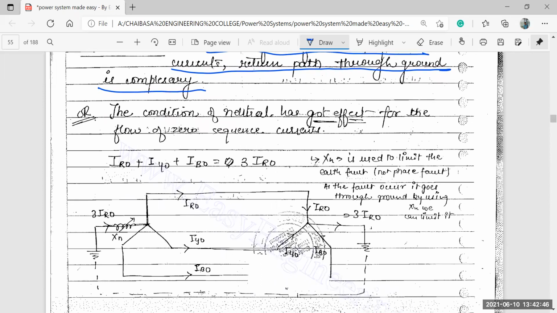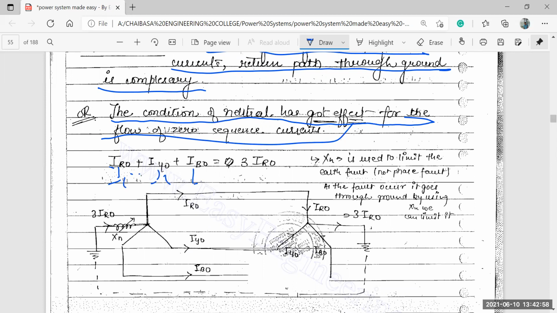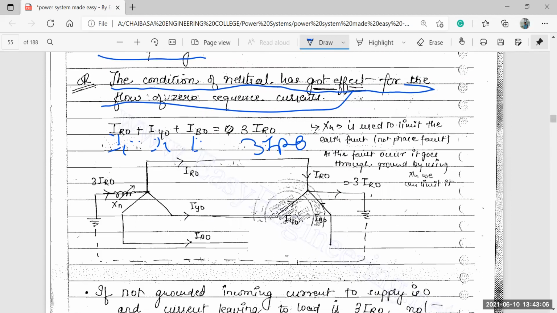This means the condition of the neutral has an effect on the flow of zero sequence current. Now, if we take all the zero sequence currents as IR0, IY0 and IB0, that will be equal to 3IR0. Now, if Xn is used to limit the earth fault, as the fault occurs, it goes through the ground by using this.